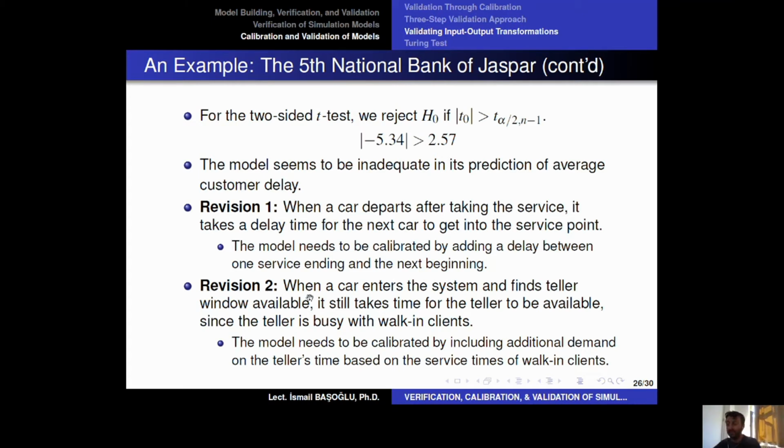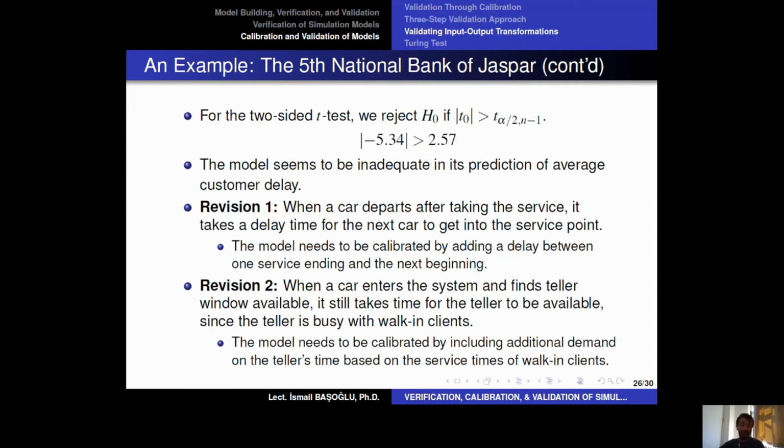So the second revision is what? When a car enters the system and finds a teller window available, it still takes time for the teller to be available since the teller is busy with the walking client. So nobody tells this, but in that system where the teller works with the driving queue, there are also walking clients as well. So again, even though the car gets ready to get a service, the teller may be busy with other processes, unfortunately, but nobody tells anything about this.